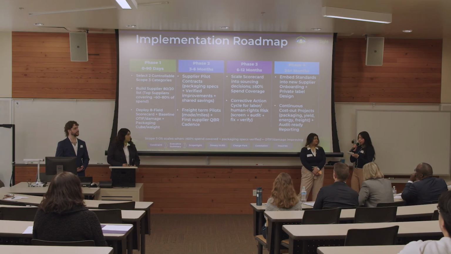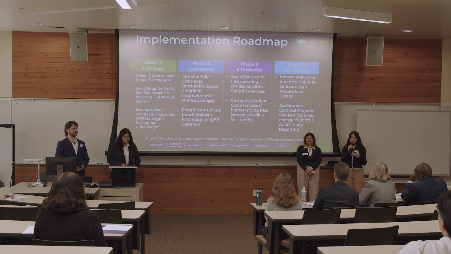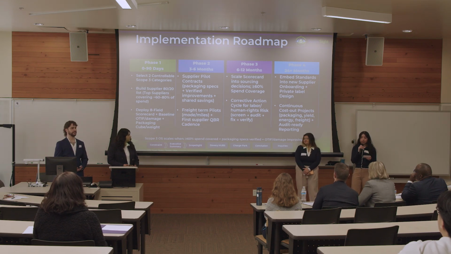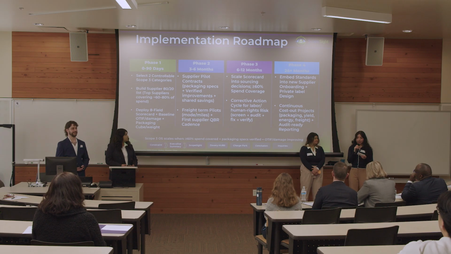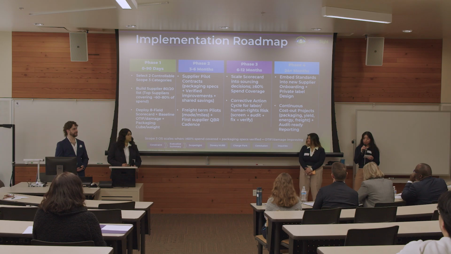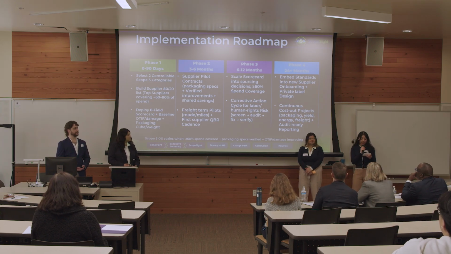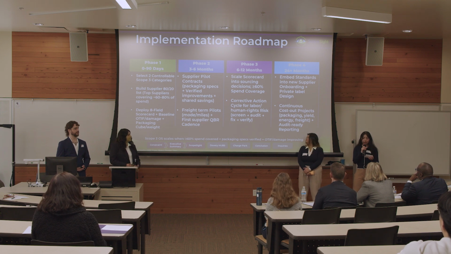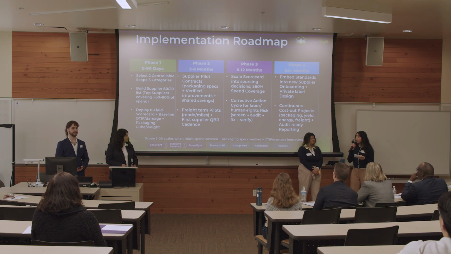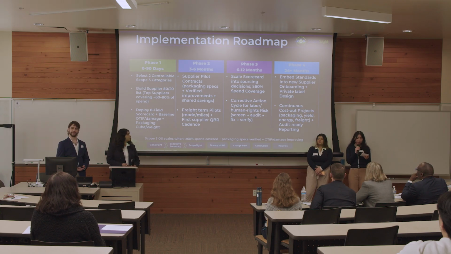By 6 to 12 months, we scale into sourcing decisions to reach at least 60% coverage, and we run a corrective action cycle. For labor and human rights risk, we first screen, audit, fix, and finally verify. Beyond 24 months, we embed standards into onboarding and private label design and run continuous cost-out projects across packaging, yield, energy, and freight with audit-ready reporting. The Scope 3 operating system scales when at least 60% of spend is covered, packaging specs are verified, and on-time-in-full performance and damage rates are improving.